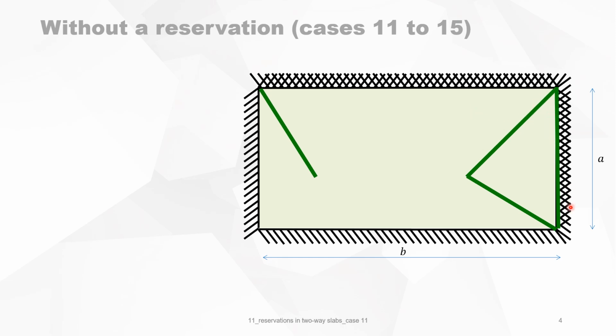You have also the yield line because of the negative bending moment. I call negative bending moment the bending moment which gives tension in the top fiber of the slab. And then we can make the connection between the two yield lines. And there is also a yield line for the negative bending moment. Then we can go to the geometry.